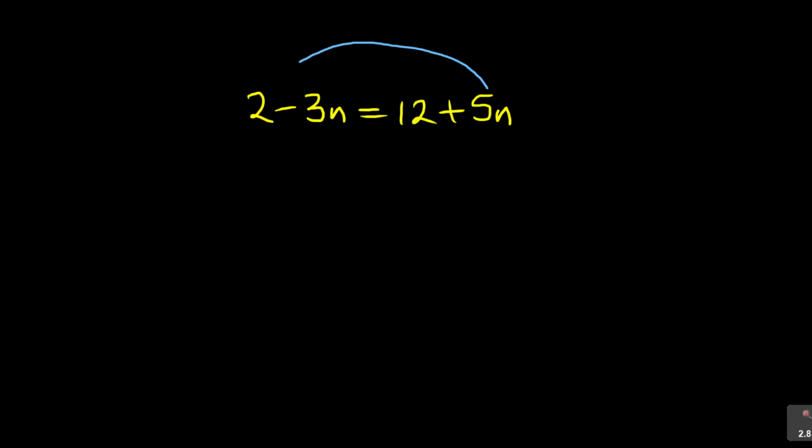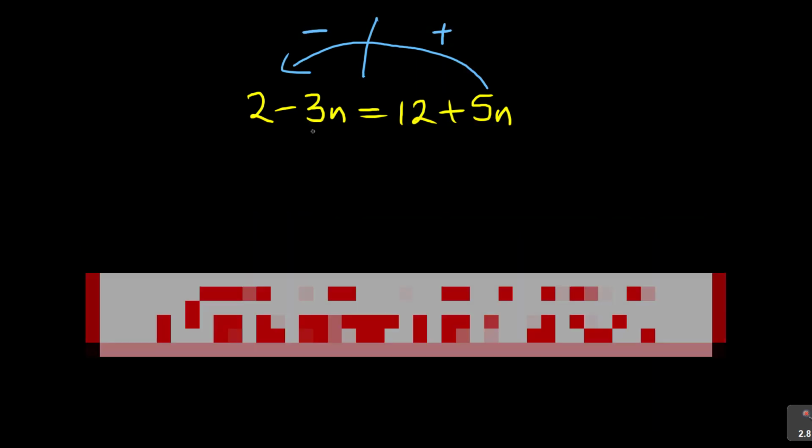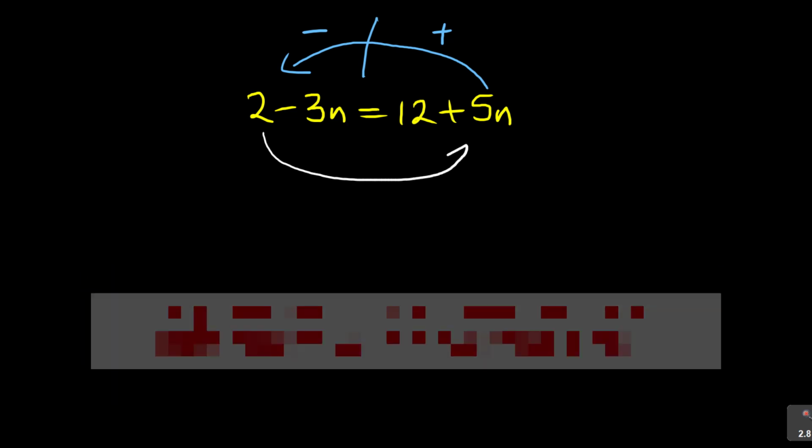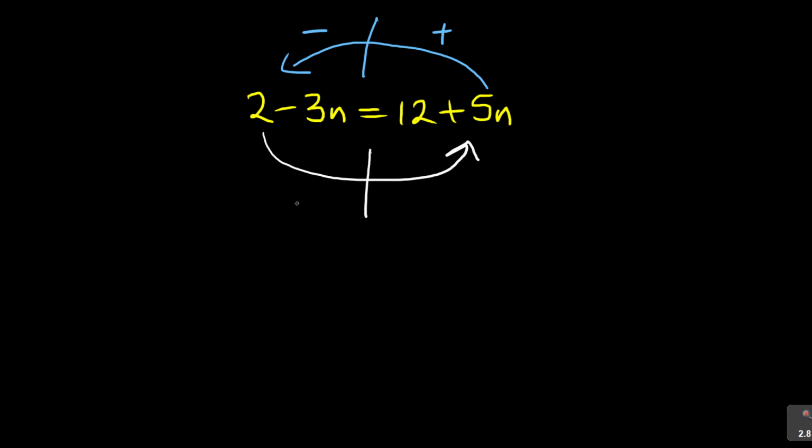5 goes this side. What was 5? It jumps the equal sign. It was positive, it will become negative. At the same time, 2, which is a number, goes this side. It jumps, it was positive, it will become negative. If you don't see a sign here, it means there is a positive before the number.